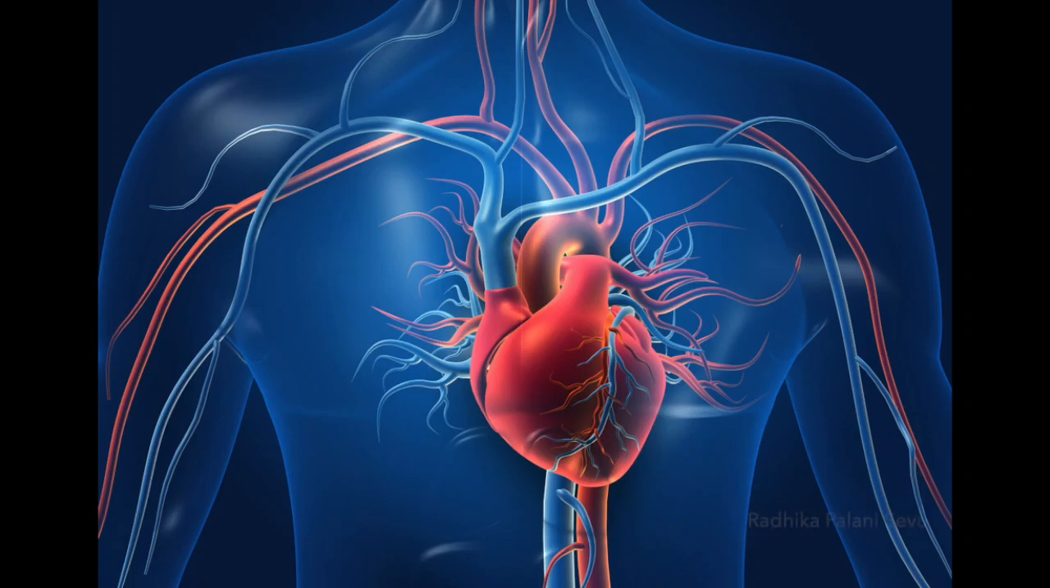In this video, we will be learning about the human circulatory system, which includes the heart. The heart is a main important organ, which is fist-sized and pumps blood throughout the body. So, it is a primary organ of the human circulatory system.